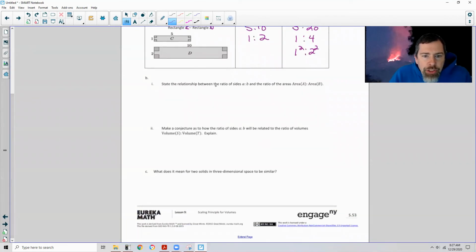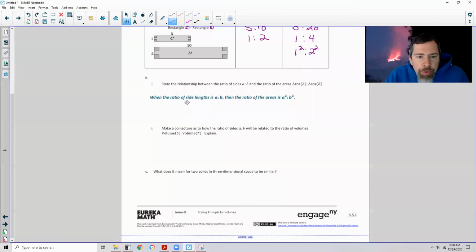B, state the relationship between the ratio of side A to B and the ratio of the areas of A to area B. Okay, so when the ratio of the side lengths is A to B, then the ratio of the areas is A squared to B squared.